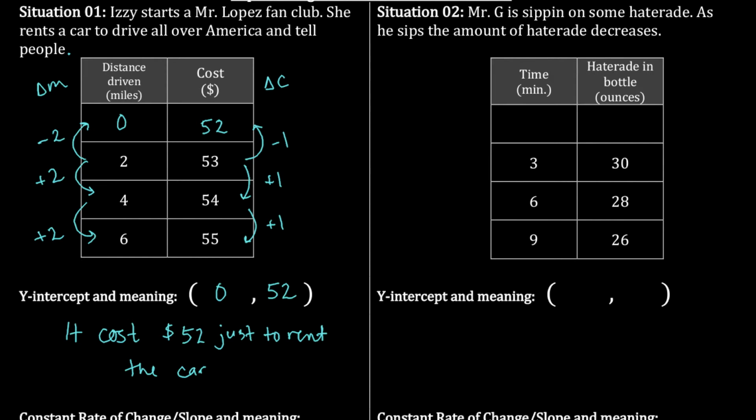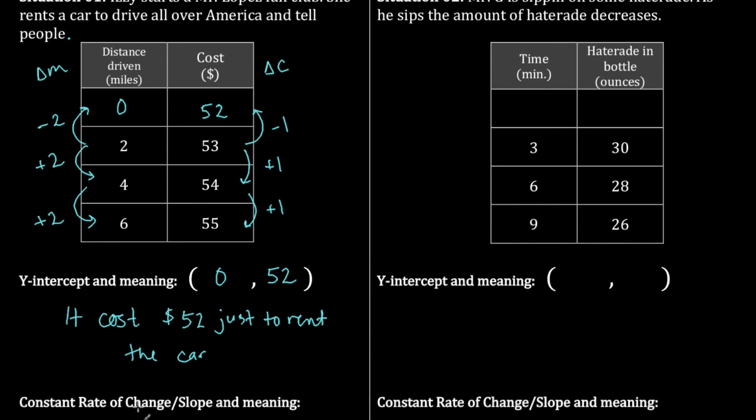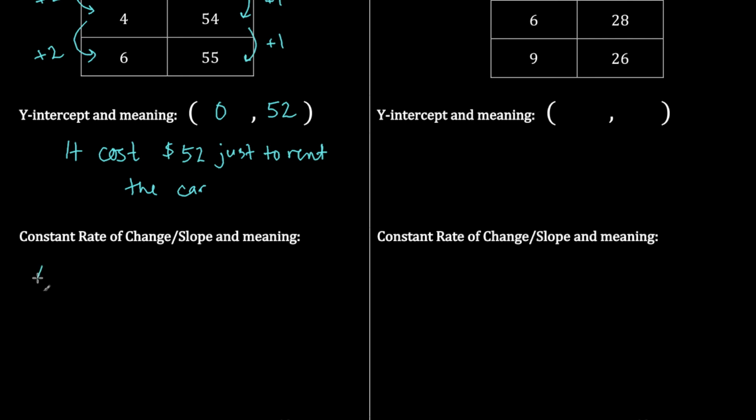Alright, cool. Now it's asking for our slope, our constant rate of change. We actually already did a lot of the work here. So it's the change in cost over the change in miles. The cost increased by $1 when the miles increased by 2 miles. So a positive over positive is a positive. We cannot reduce this anymore, so we're done with this. And let's write it in decimal form. 0.5.